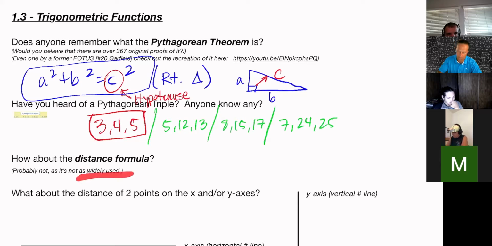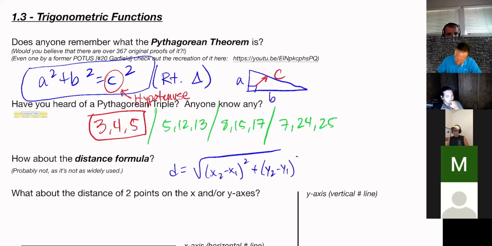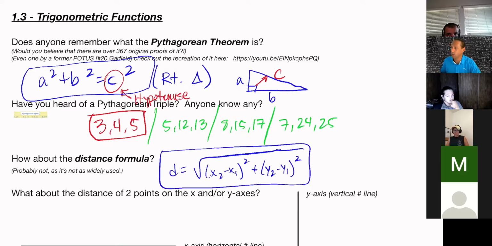So another one that we will see and use is called the distance formula, but not nearly as much. It's not as widely seen and used. Anybody remember that one? Go ahead. D equals square root of x2 minus x1 squared plus y2 minus y1 squared. Impressive, Juliana. Well done.